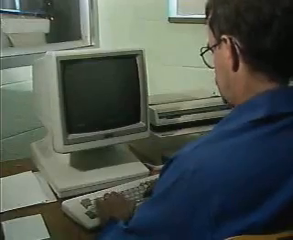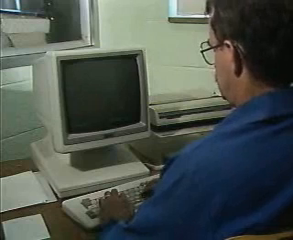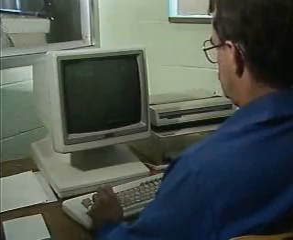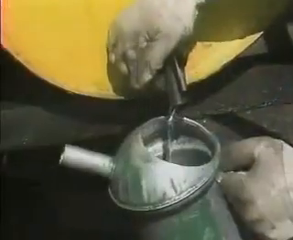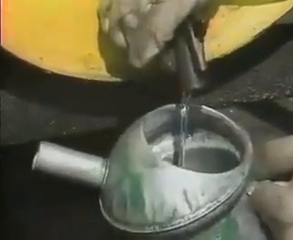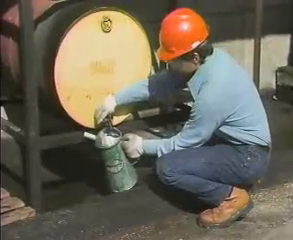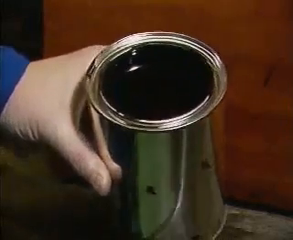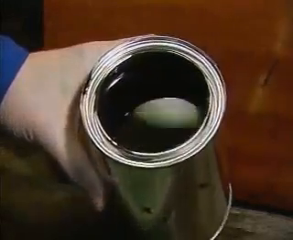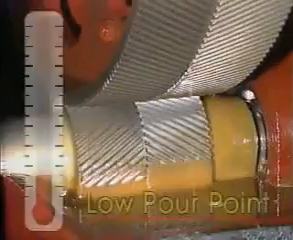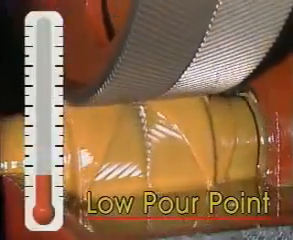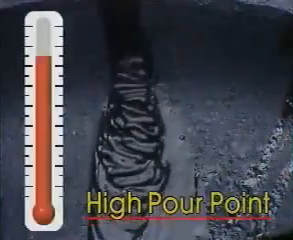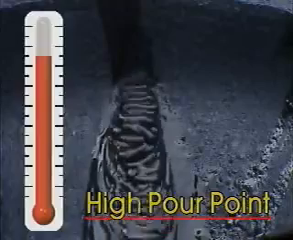In addition to viscosity, several other properties that affect lubricant performance are used by manufacturers as they develop lubricants for various applications. One of these properties is pour point. It's the lowest temperature at which a lubricant will pour or flow. Below the pour point, the lubricant will be too viscous or thick to flow by gravity. A low pour point indicates that the lubricant flows at low temperatures.